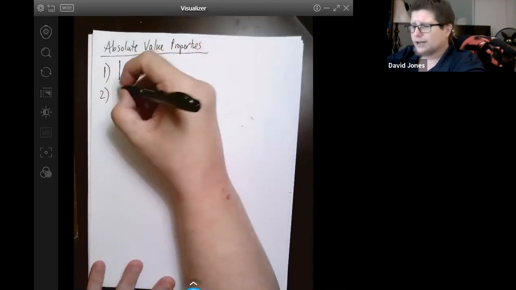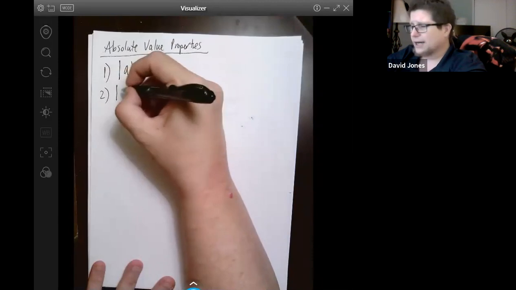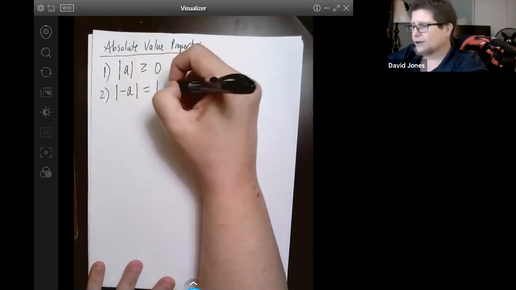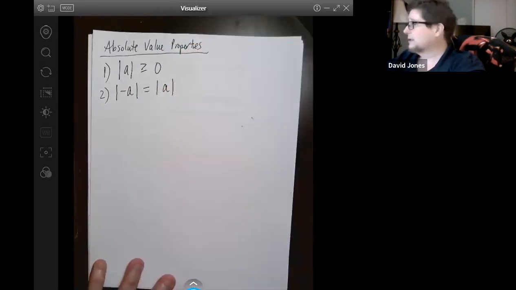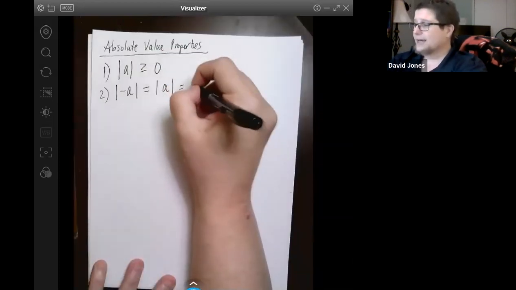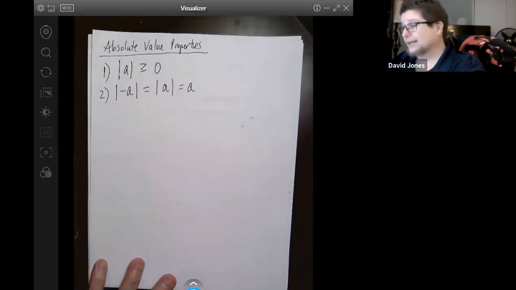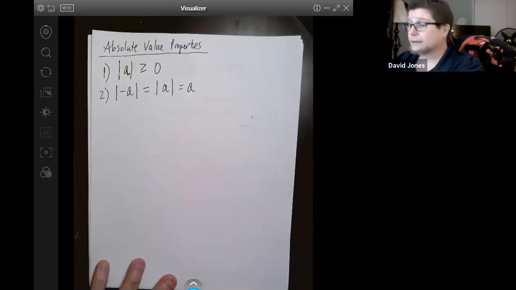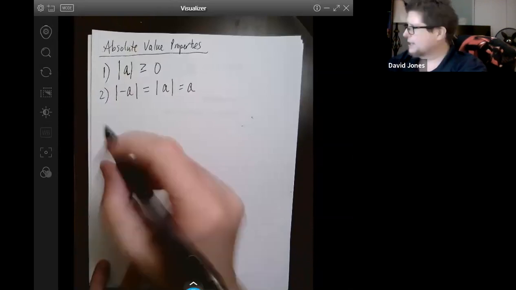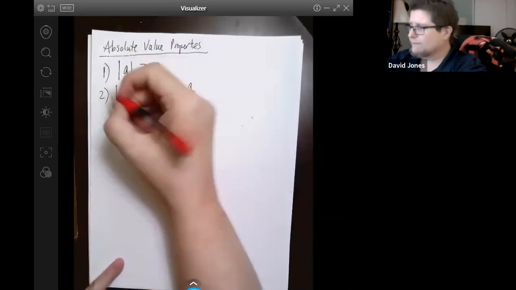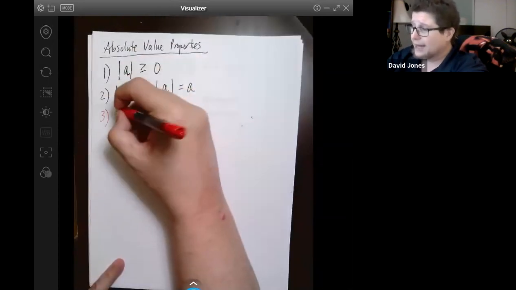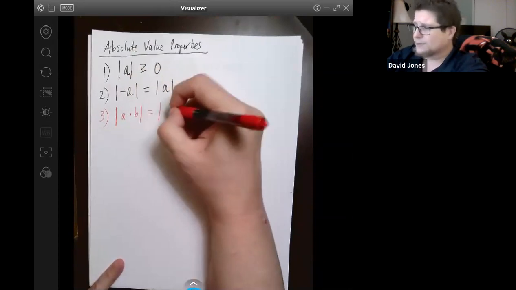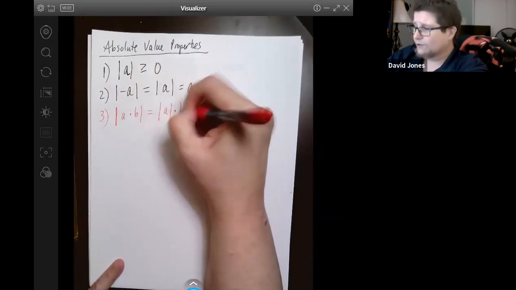We just illustrated using a number, but we could do negative A is also the same thing as the absolute value of positive A, which is just A. I went back to A, look at that. Maybe I'll put a little curly tail on it so it looks more like an A. We can throw some math operations in there. The absolute value of A times B is the same thing as the absolute value of A times the absolute value of B.